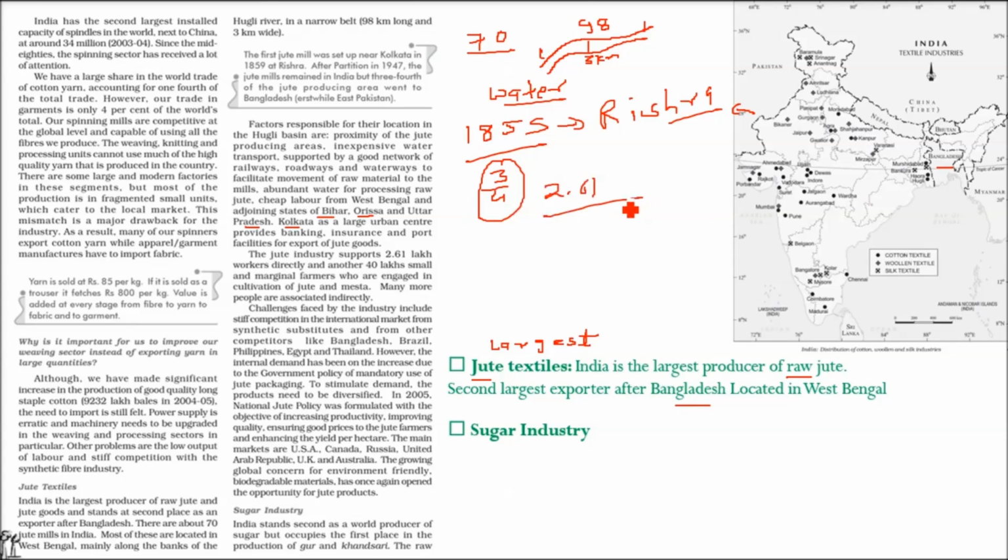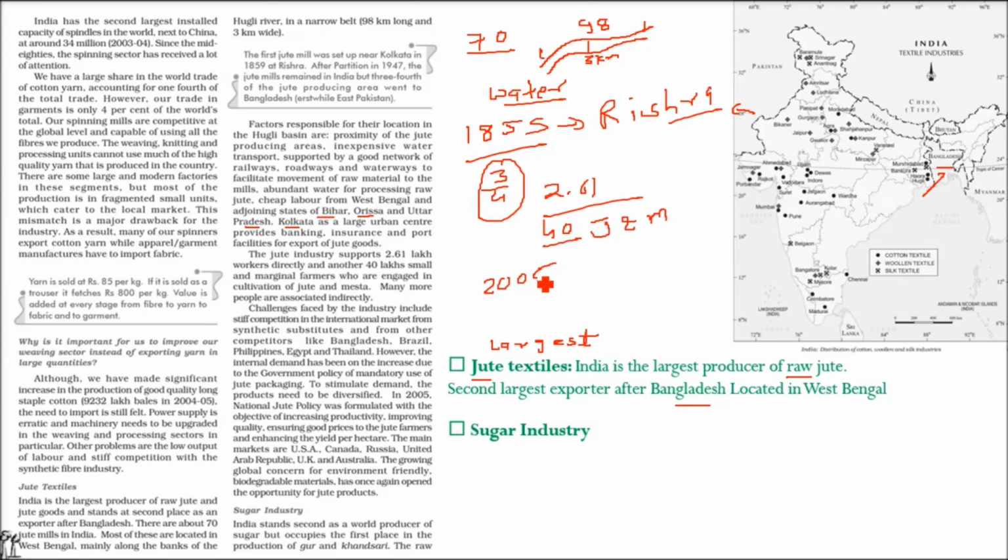And this jute industry supports 2.61 lakh workers directly, and 40 lakh small and marginal farmers who are directly or indirectly involved in the production of jute and mesta. This is also one kind of jute. But as we said, we have some problems here: synthetic fibers or synthetic substitutes are coming, and Bangladesh, of course, is our greatest competitor, along with Brazil, Philippines, Egypt and Thailand. They are also producing and exporting a good deal of jute, right?